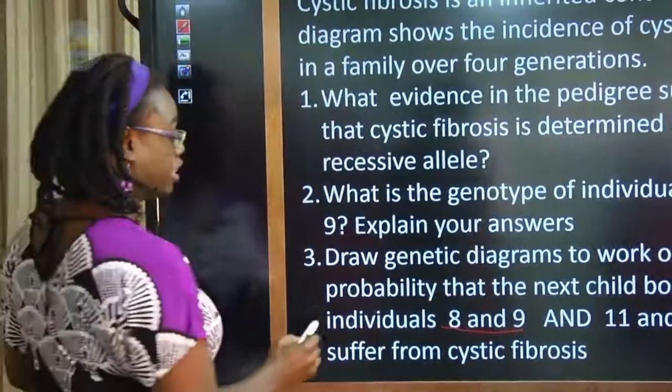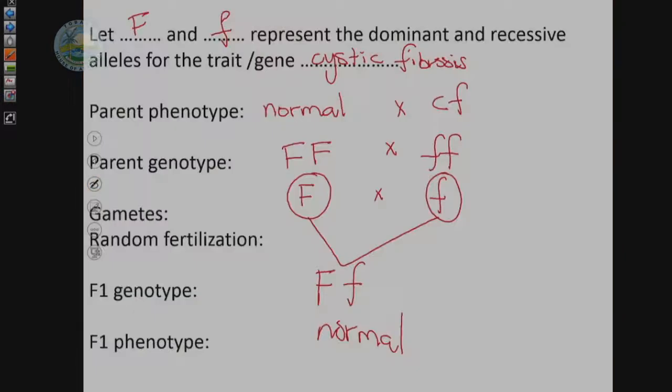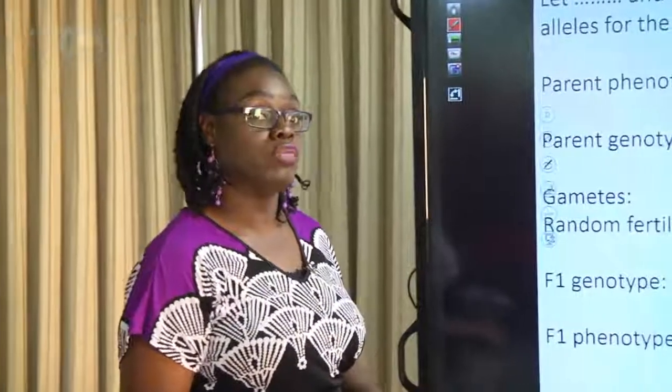So the question asks, what is the probability that the next child born will suffer from cystic fibrosis? And in this case, the answer is 0 or 0%. There's no chance that the next child born to individuals 8 and 9 will have cystic fibrosis.